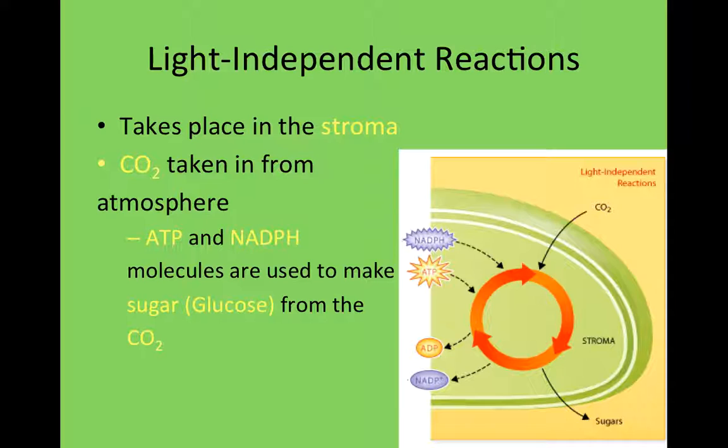Now, this process here takes place in the stroma, which is the liquidy portion outside of the thylakoids in the chloroplast organelle. So you need to know that the light independent reactions take place in the stroma. And again, the ATP and NADPH from the light dependent reactions, that energy is used to make glucose from CO2 from the atmosphere.